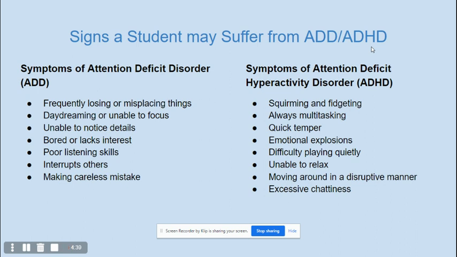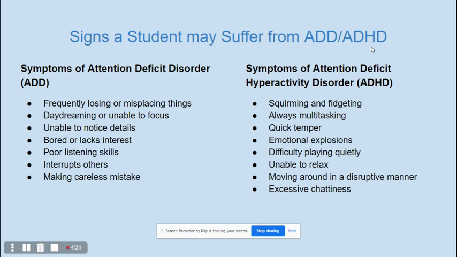Here are the signs that a student may be suffering from ADHD or ADD. Here are the symptoms of ADD. Frequently losing or misplacing things, daydreaming or unable to focus, unable to notice details, bored or lacks interest, poor listening skills, interrupts others, or making careless mistakes.